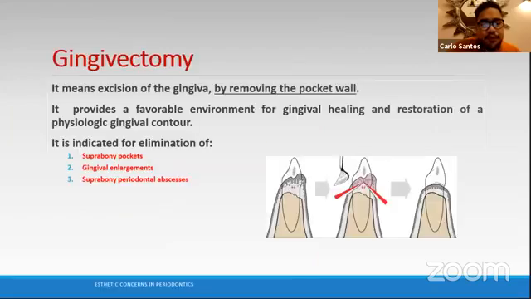Gingivectomy, well, you'll appreciate more of it in this presentation. This is where we use our blade or our cautery machine to sculpt excess gingiva, thick gingiva, thick biotype gingiva, flabby ridges, if needed. It's indicated for the elimination, of course, of suprabony pockets, gingival enlargements, and suprabony periodontal abscesses. When we do crown lengthening, we have two types: aesthetic and functional. This is very common, where we just use our blade.